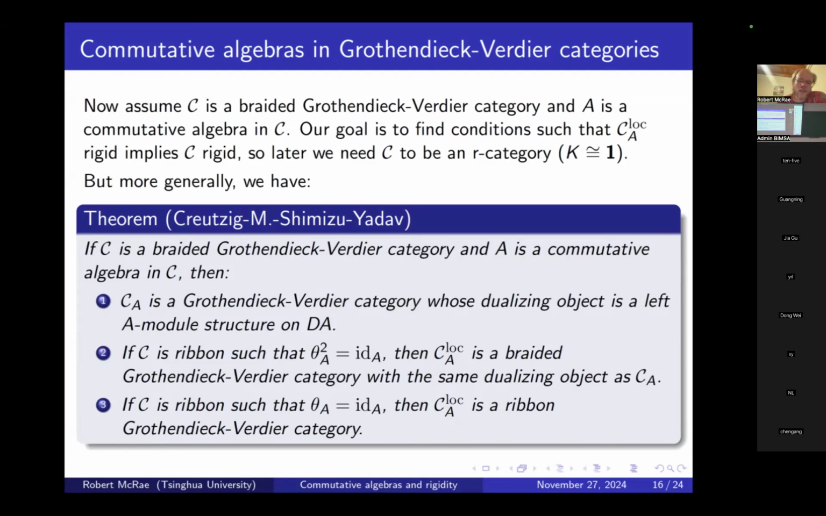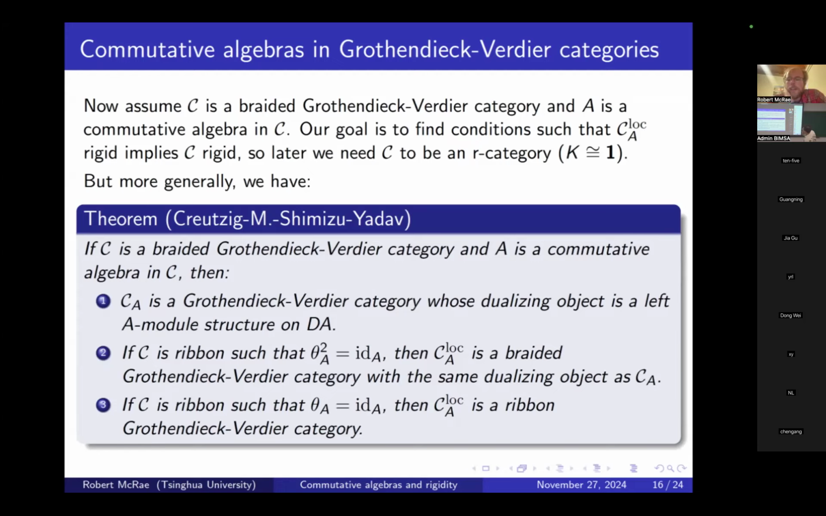And then if we want the ribbon structure on C to give us a ribbon structure on CA loc, then we should assume that theta A is actually equal to the identity of A. So that's the basic theorem. It's fairly straightforward to prove, just a lot of things. Finiteness condition, right? Sorry? You don't need any finiteness condition in this theorem. No, this is completely general.